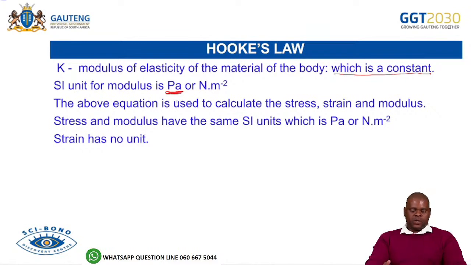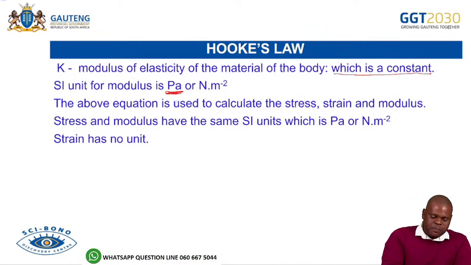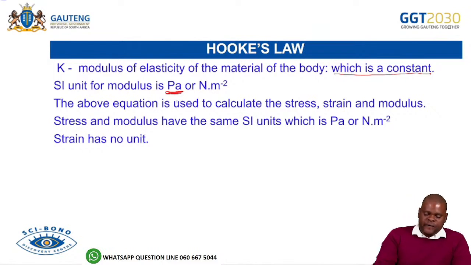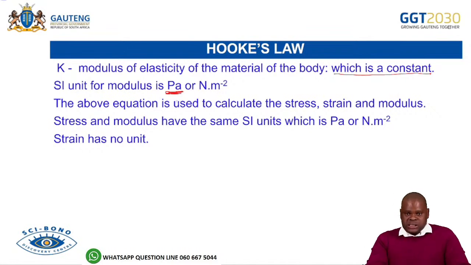We say K, which is the modulus, is the modulus of elasticity of the material of the body or the object, which is a constant. K is a constant. That is why, when we write the formula like this, you can see K will act as a constant. Then sometimes they can ask you to draw a graph.